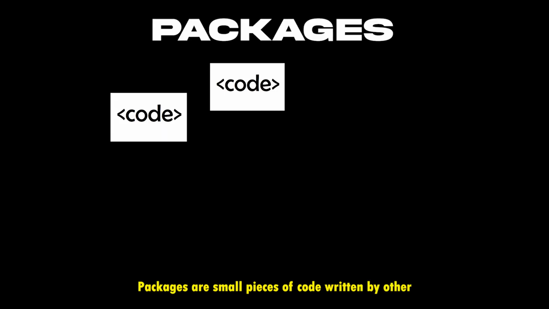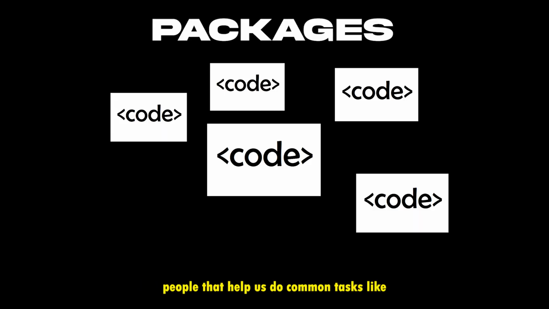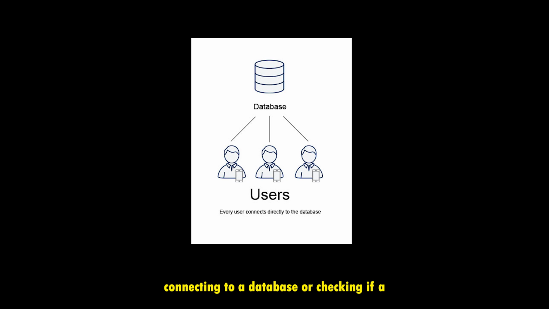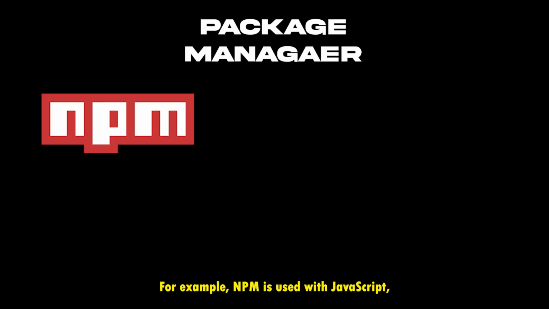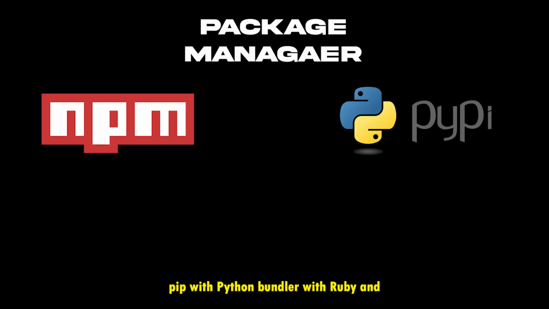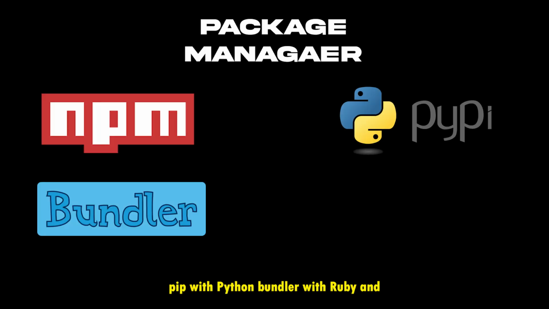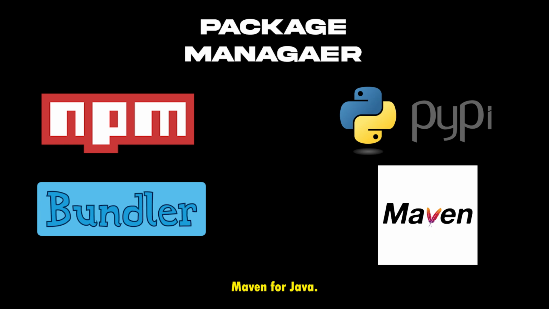We also use packages. Packages are small pieces of code written by other people that help us do common tasks, like connecting to a database or checking if a user is logged in. To install and manage those packages, we use package managers. For example, npm is used with JavaScript, pip with Python, bundler with Ruby, and Maven for Java.